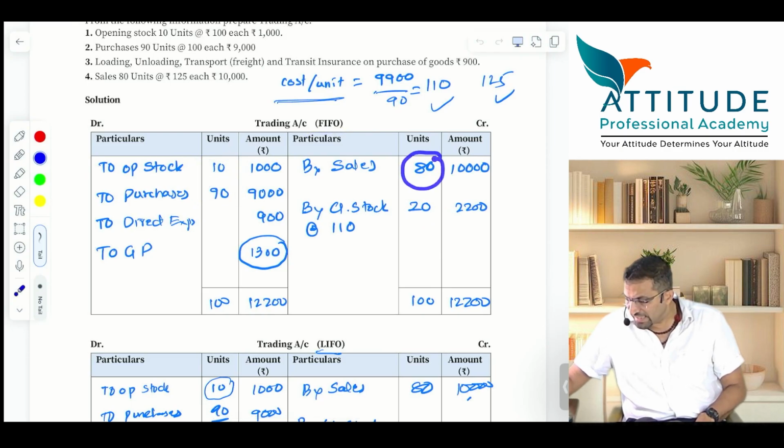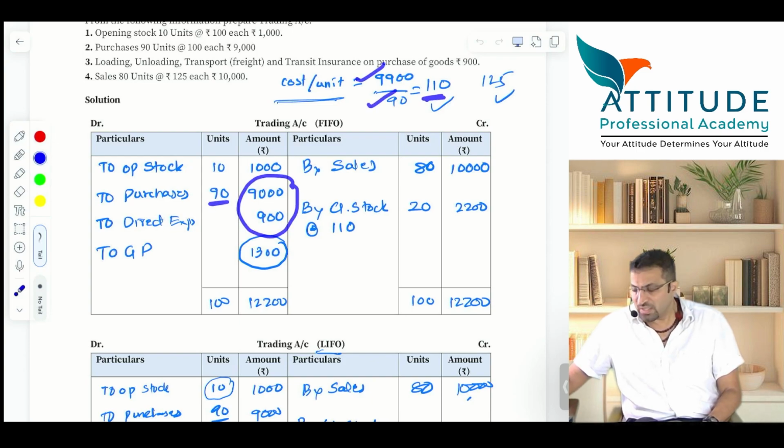So 10 units are sold first. Out of this 80, what is the sale? Opening stock 10. Out of this 90, how many are sold? 70. So what is left is closing stock. This closing stock is left out of this 90. Now the question is, what is the cost of 90? Cost of 90 is not only 9000, it is 9000 plus 900. That is total 9900 divided by 90. 9900 divided by 90 is how much? 110. So closing stock is valued at 110.